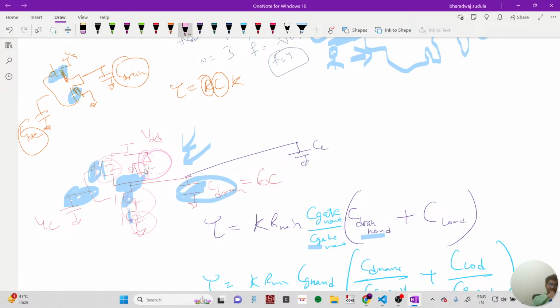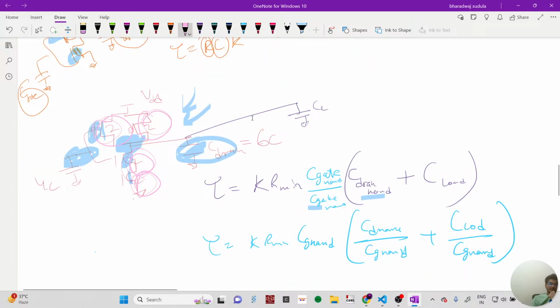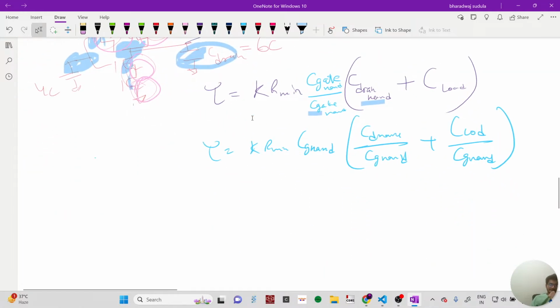Sizing changes, right? Sizing has to be taken care of. So I can write C gate NAND capacitance as 4C. C is the capacitance of a PMOS or an NMOS. And if I want to generalize this, I'll come to this again. C drain NAND is 6C. Drain cap of a PMOS or an NMOS is C. So 6C.